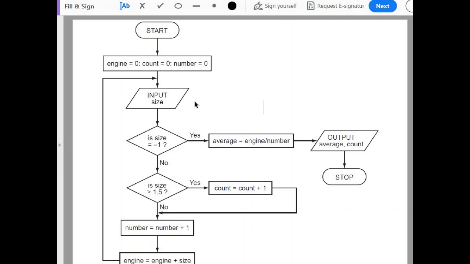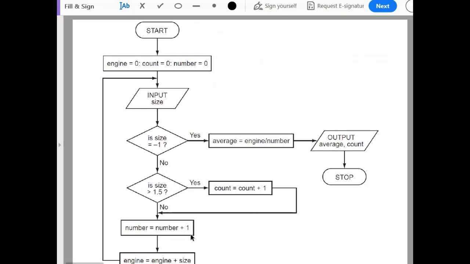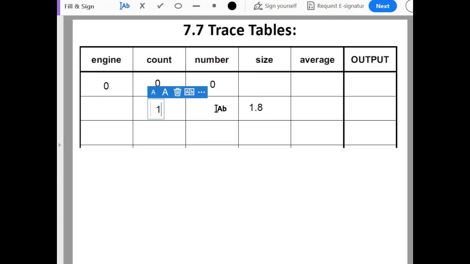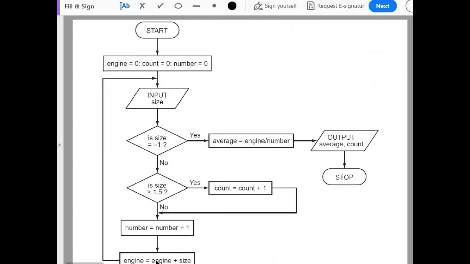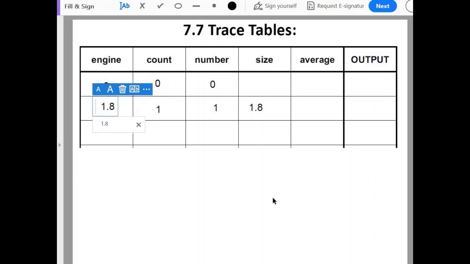Then count equals count plus 1. So 0 plus 1 would become 1. Then number equals number plus 1. Again 0 plus 1 would become 1. Engine equals engine plus size. Engine was 0. 0 plus 1.8 would become 1.8.